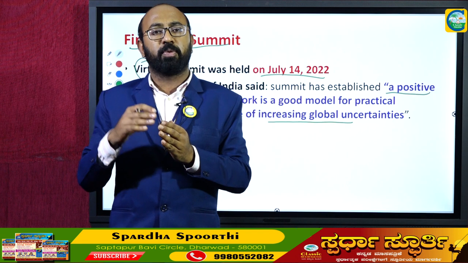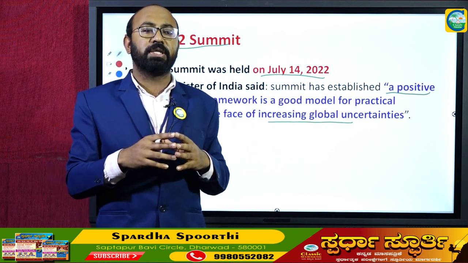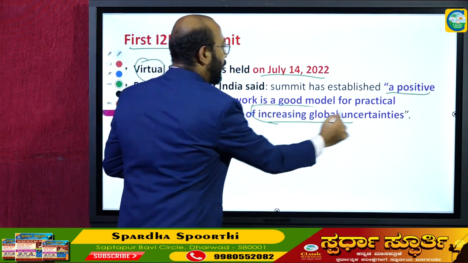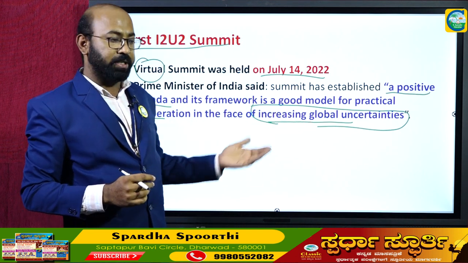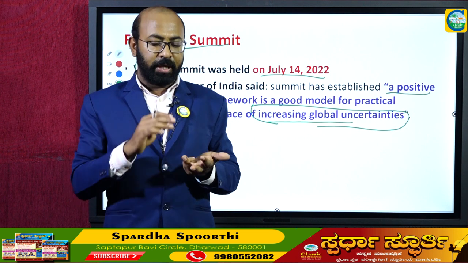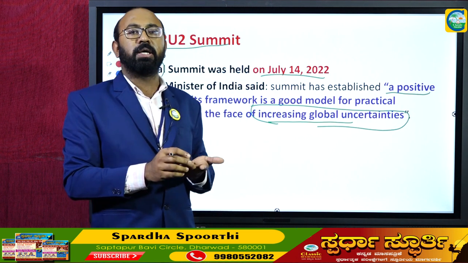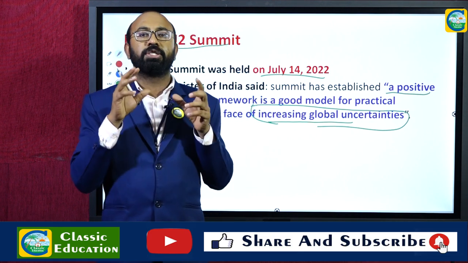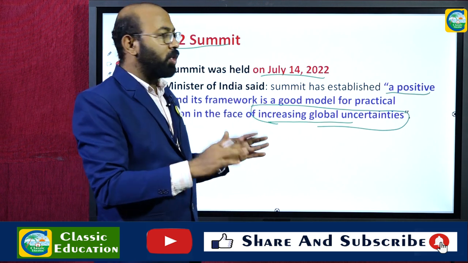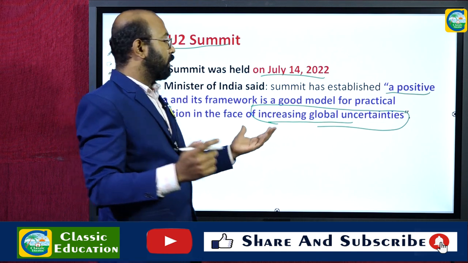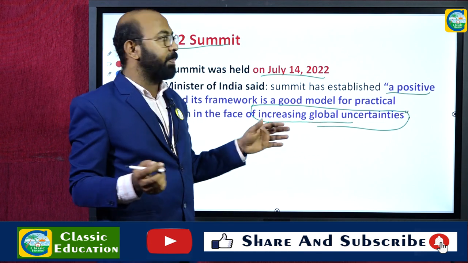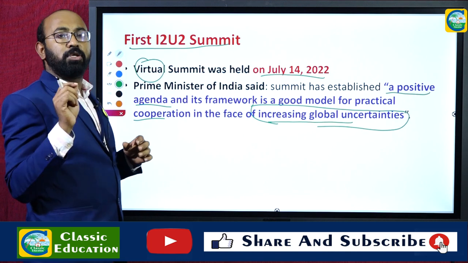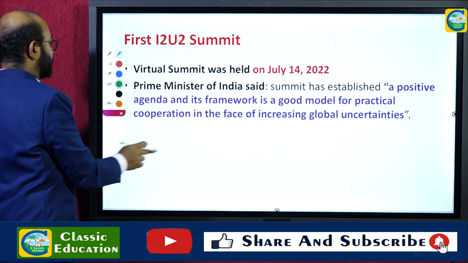That means there are various potential areas in which the countries can cooperate and develop each other mutually. So at a time of increasing global uncertainties, with supply shocks of oil, a conflict between Ukraine and Russia, various conflicts between Saudi Arabia and Iran, and proxy wars between America and Russia, such events pose uncertainty about global politics. But the Prime Minister is saying that in such uncertain times, this I2U2 is providing a positive agenda for the development of all the member countries.